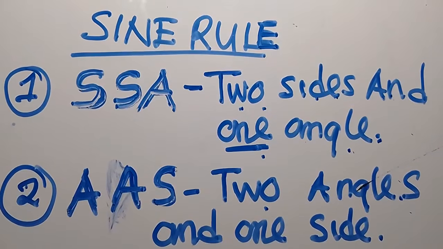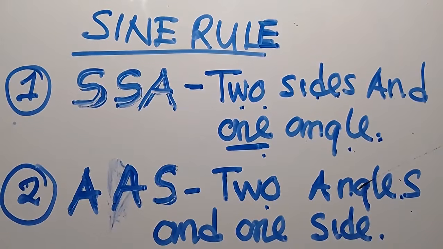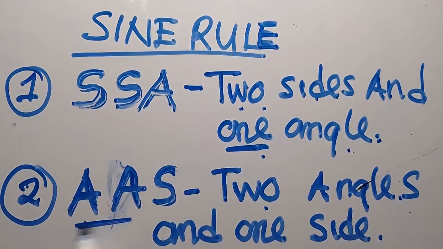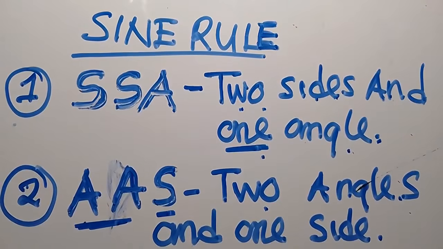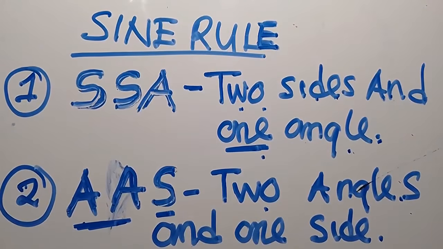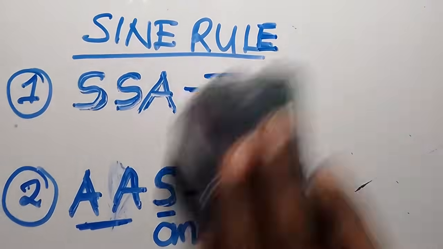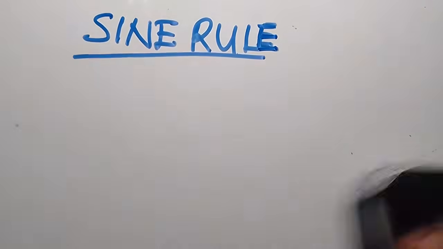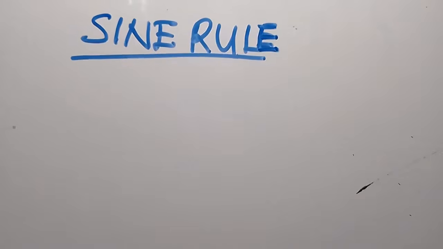So now, have you seen two sides and one angle? Then here you are given two angles and one side. That's when we use the sine law. So let us look at an example. So we look at an example now.